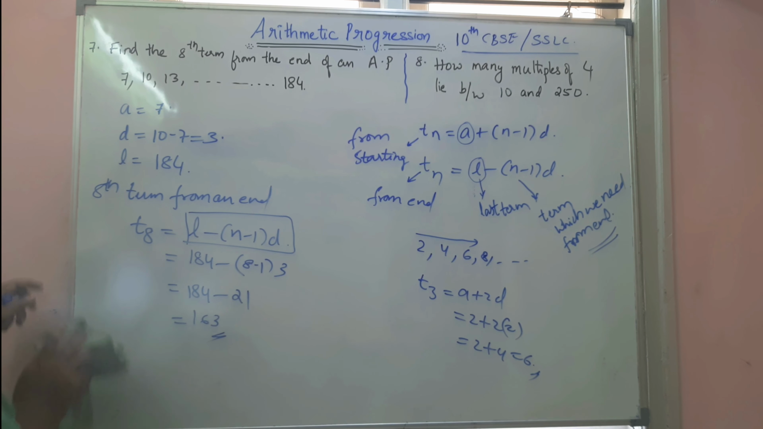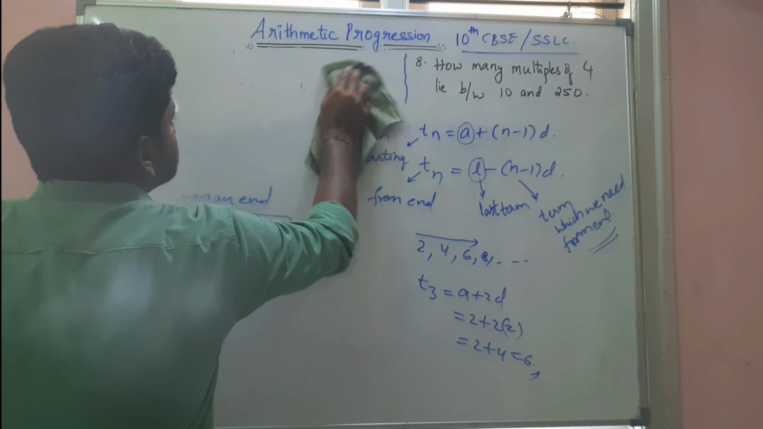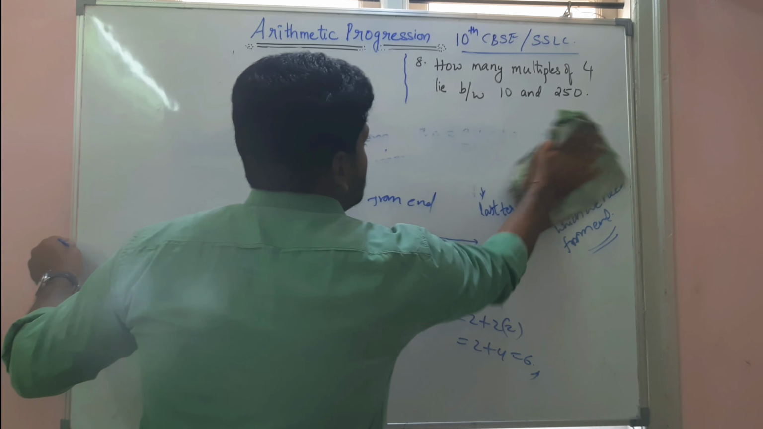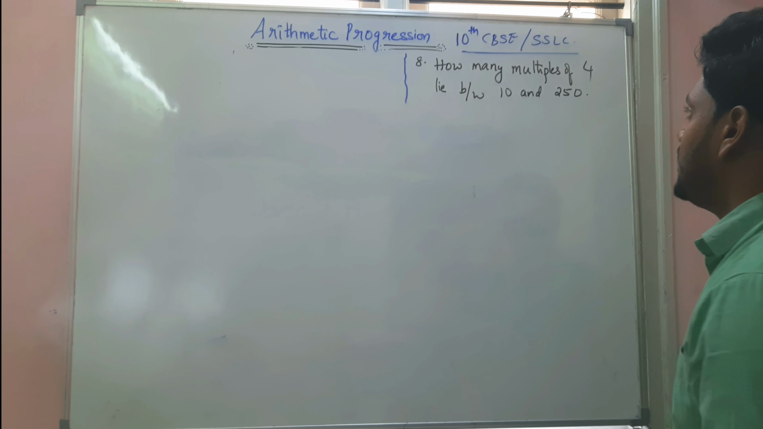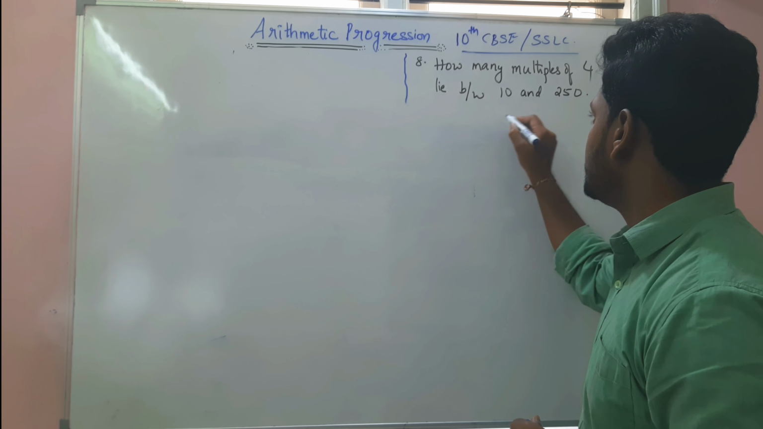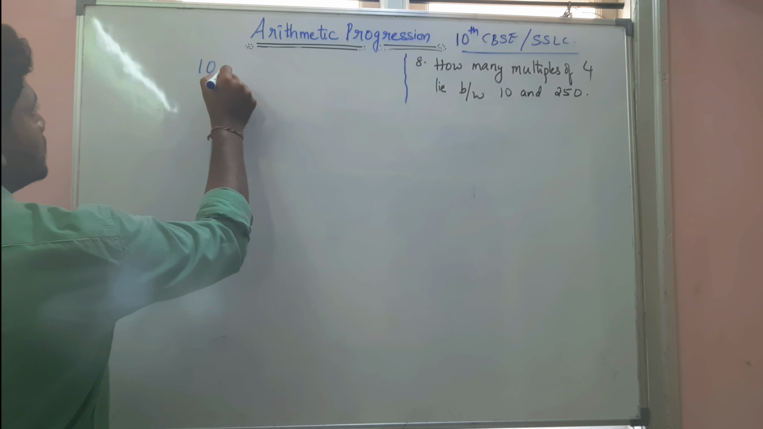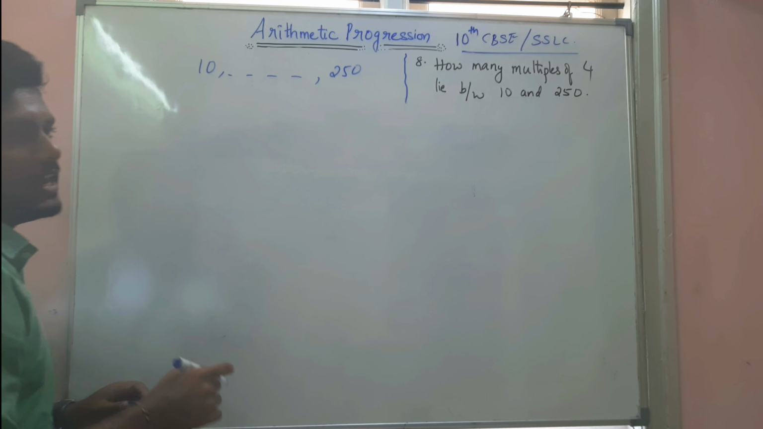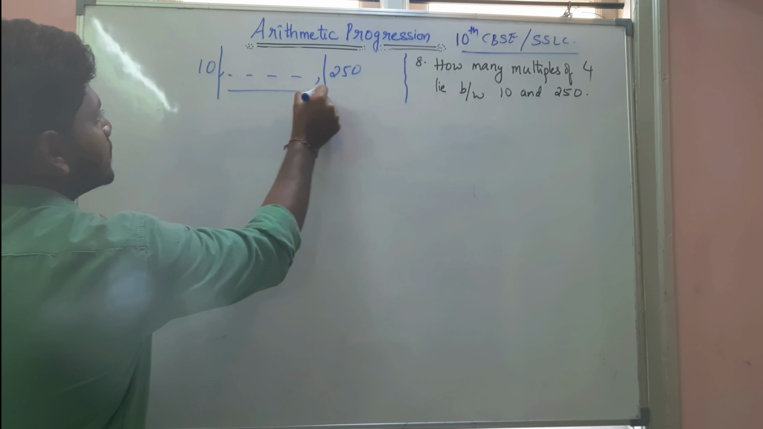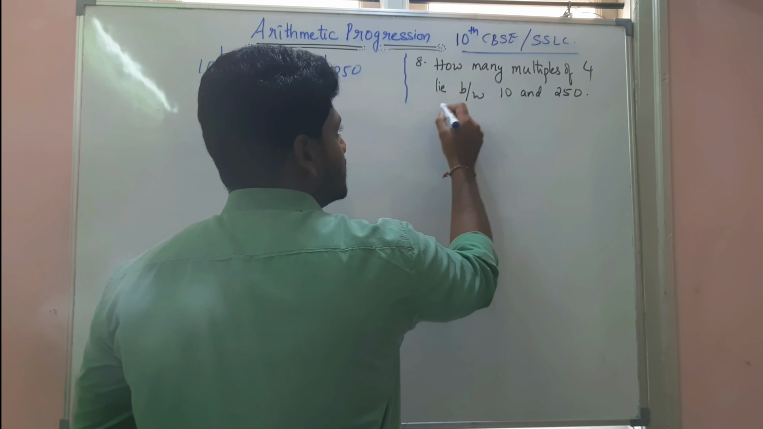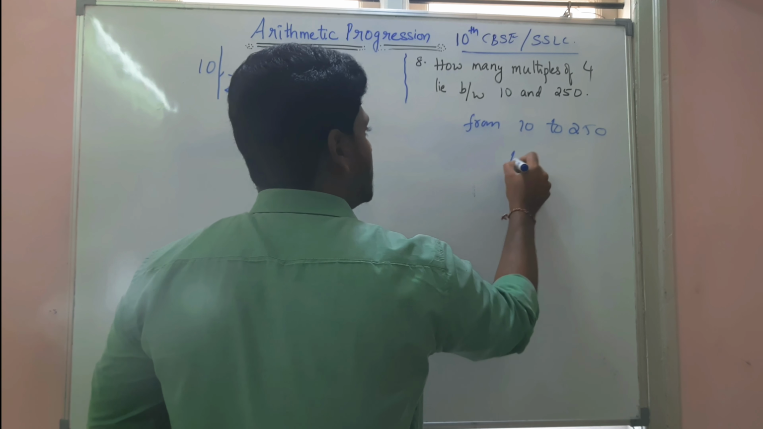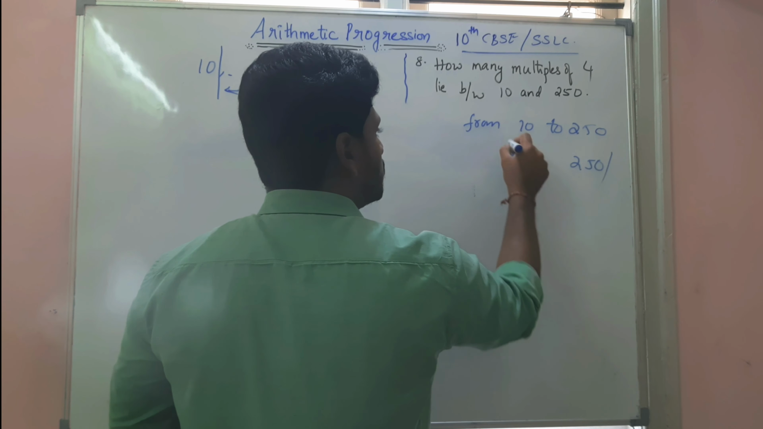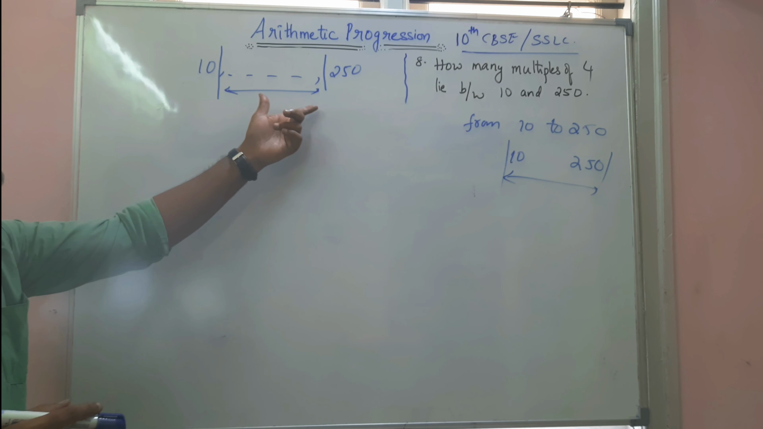Before that, you pause the video and note this down. Okay guys, so how many multiples of 4 lie between 10 and 250? So there is a difference between from 10 to 250 and lie between. Lie between means only we have to take the numbers in between. Sometimes the question will ask how many multiples of 4 will be there from 10 to 250, where 10 can be included and 250 can be included. But lie between means strictly between 10 and 250.